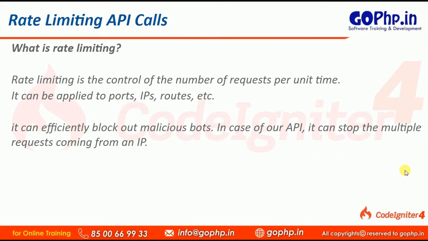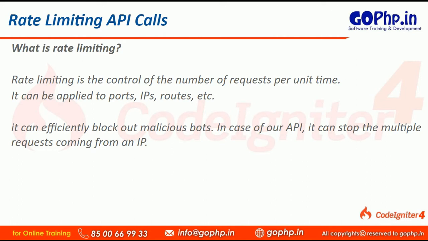What exactly is rate limiting API calls? We already discussed this in an earlier session, but again, now we are going to discuss rate limiting API calls. Let me tell you the meaning of rate limiting. Rate limiting is nothing but the control of the number of requests per unit time. So for 1 minute, 10 requests, or 1 hour, 100 requests, whatever it may be, that is all about controlling the number of requests hitting my application in a unit time. That request may come from an IP address, from a port number, maybe from different routes, whatever it may be. So how are we going to limit them?